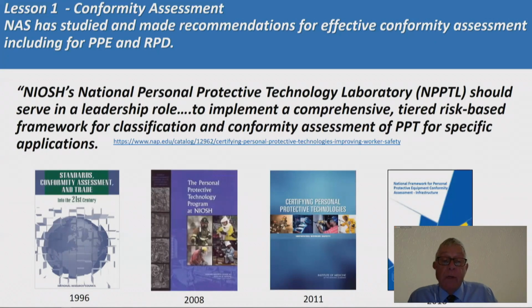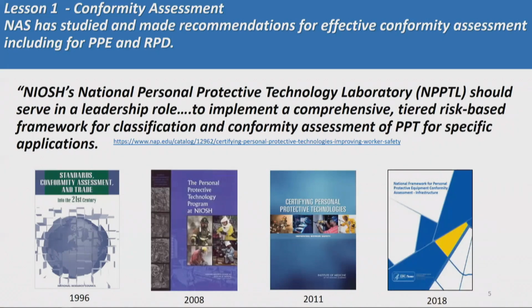So lesson number 1. The National Academies has already studied conformity assessment a number of times, including that for PPE and respirators. In 1996, the National Research Council made recommendations that government agencies should retain oversight responsibility for critical regulatory and procurement standards in the area of public health, safety, environment, and national security. It also said that the assessment activities for conformance to standards is best performed by the private sector. The government should act only in an oversight capacity.